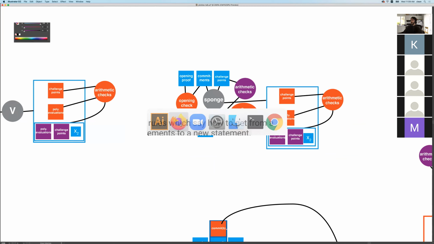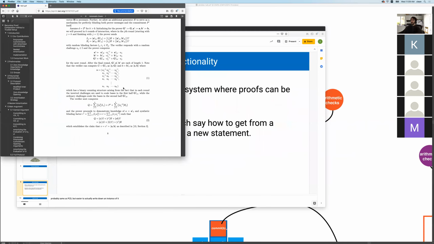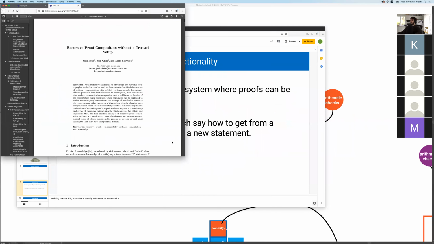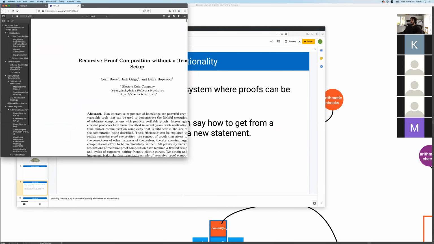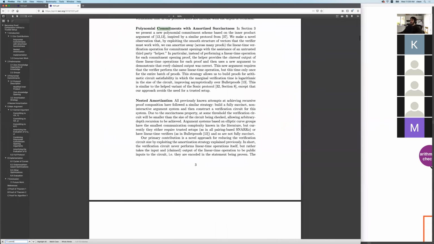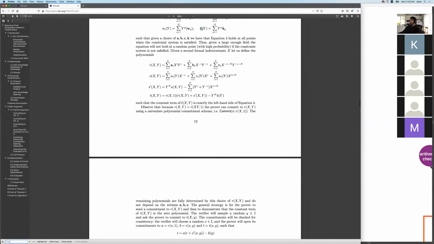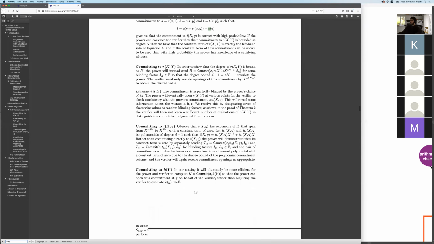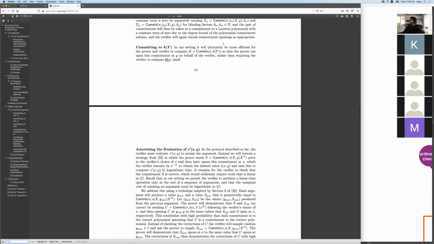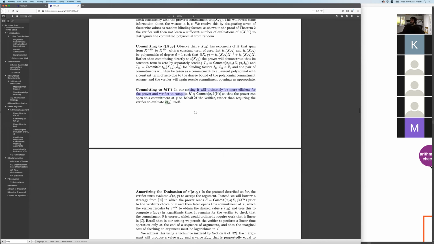I was trying to figure out what they do last night. There's a part in the paper where they have this polynomial k, and the verifier can't really evaluate k, so they commit to it. They write: in our setting, it will ultimately be more efficient for the prover and verifier to compute the commitment of k so that the prover can open this commitment at y on behalf of the verifier, rather than requiring the verifier to evaluate k itself. So it appears that they do this. I'm inferring from this sentence that this is also what they do.